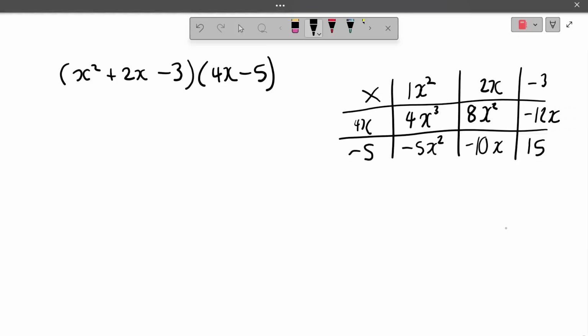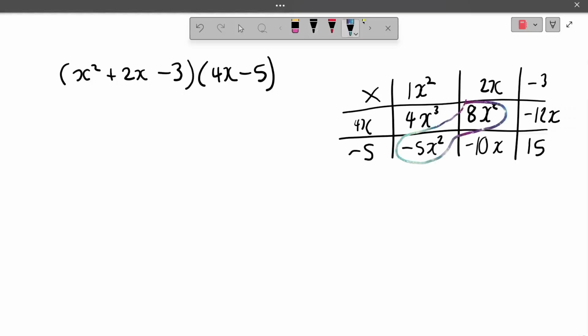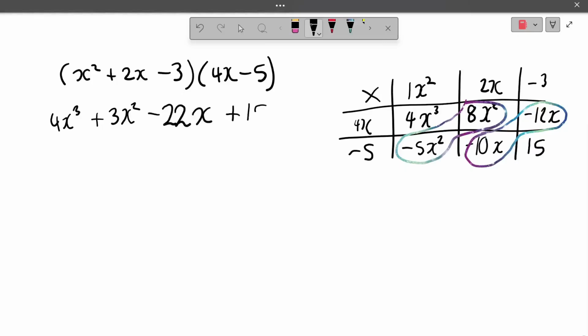Now I could write them all out as a nice long list, but what you'll find is they group up, so the x squareds group up as a little loop, and the x's group up as a loop. So here we end up with 4x cubed. 8 minus 5 is a plus 3, x squared. Minus 12 minus 10 gets you a minus 22x, and then we just have a plus 15.